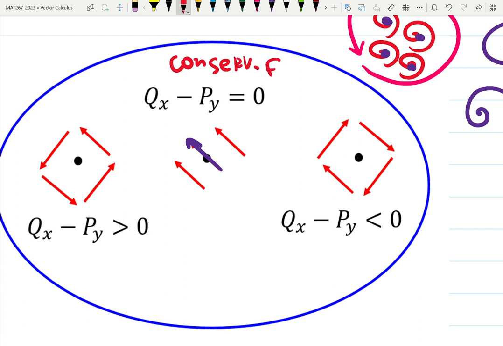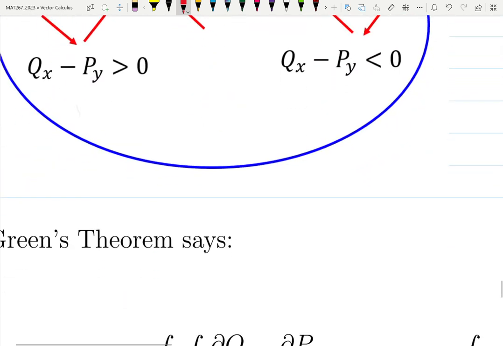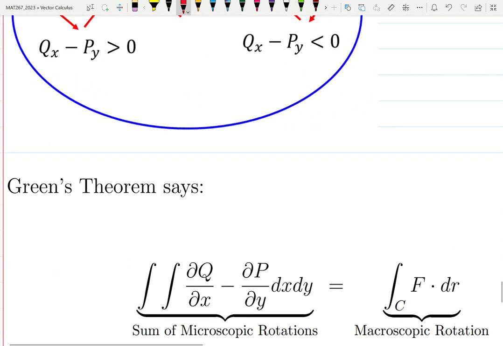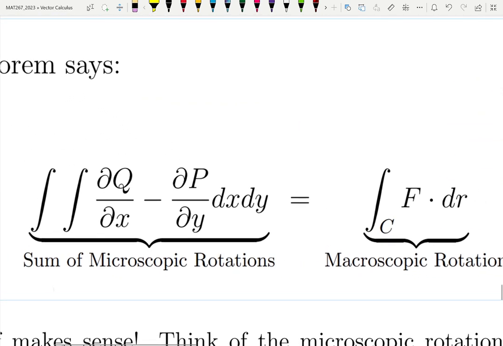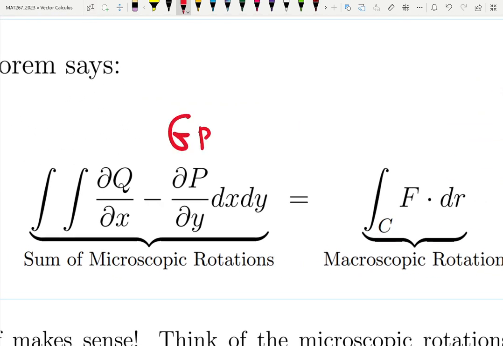Conservative field. Like so. So that's some understanding here. Finally, check it out. This is pretty cool. Green's theorem says that if we sum up microscopic rotations, I guess you don't have to write this down, but I feel it's pretty awesome. It equals macroscopic rotations. That's Green's theorem idea. That's why it's pretty genius, Green's theorem.